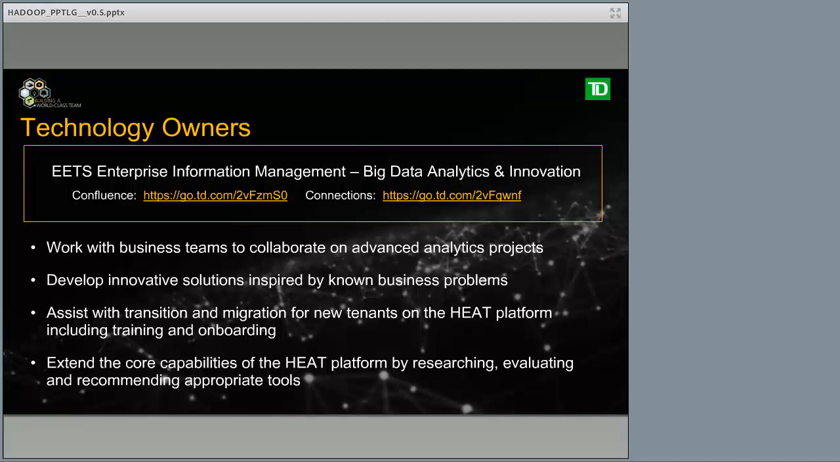The technology owners of Heat are EETS, Enterprise Information Management, Big Data Analytics, and Innovation. Their Confluence and Connections pages are linked for your reference. Please reach out to them if you would like to learn more about the following: collaborating with business teams on advanced analytics projects, developing innovative solutions inspired by known business problems, assisting with the transition and migration to the Heat platform, including training and onboarding, and extending the core capabilities of the Heat platform by researching, evaluating, and recommending appropriate tools.